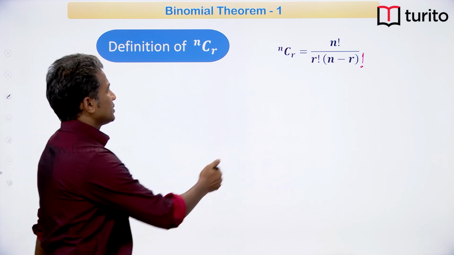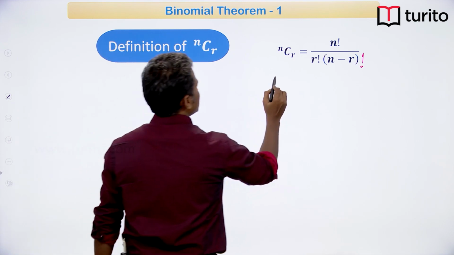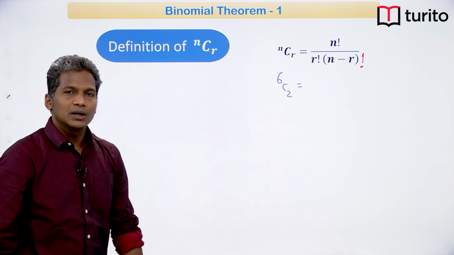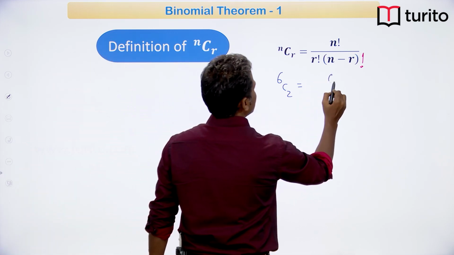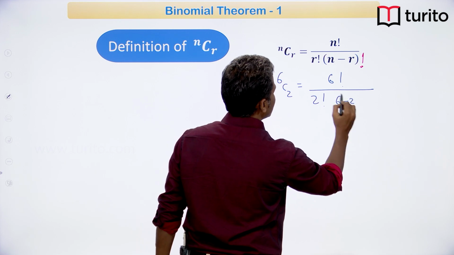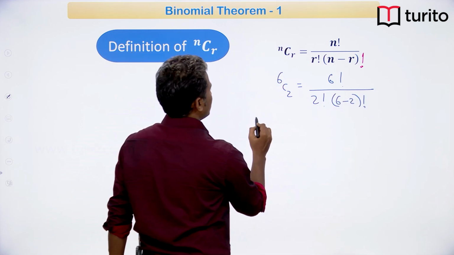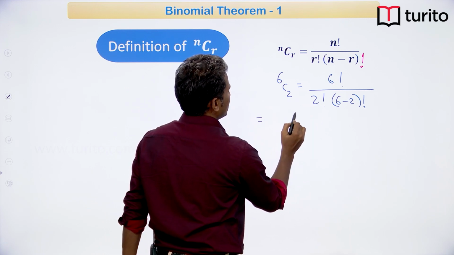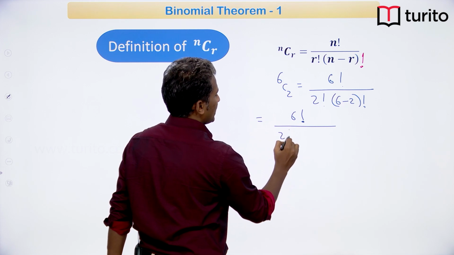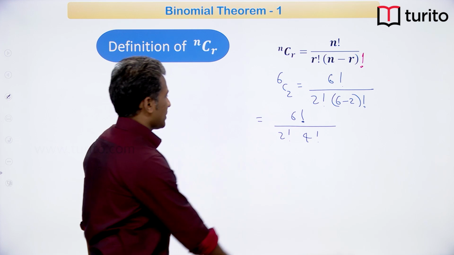Okay. So suppose let us say we want to calculate 6C2. We want to calculate 6C2. How do we do that? 6 factorial divided by 2 factorial into (6 minus 2) factorial. Okay. Now further, when we expand this, what do we get? We are not actually expanding, we are just simplifying. So 6 factorial by 2 factorial into 4 factorial. Now we are going to expand this.